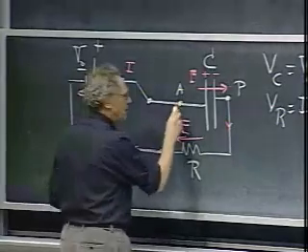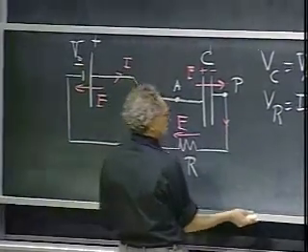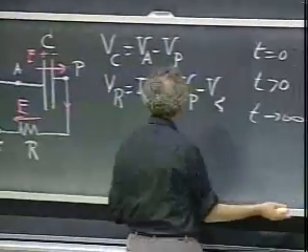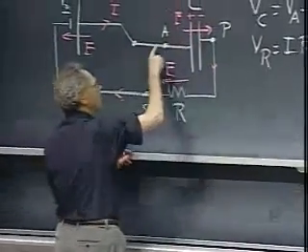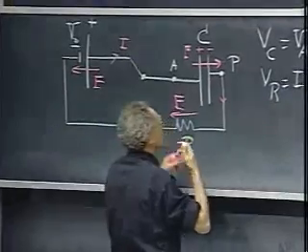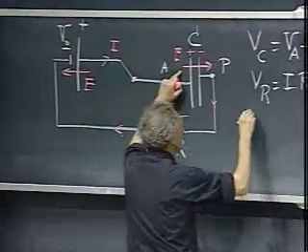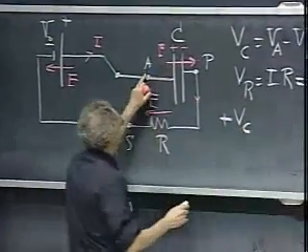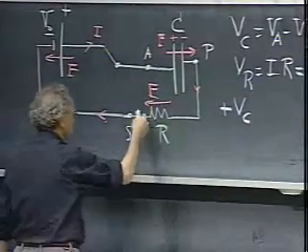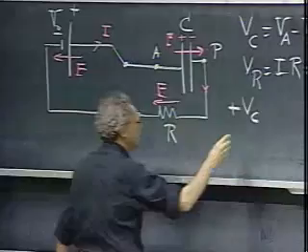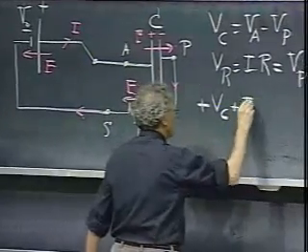So if I start at point A, and I go around the circuit, then E and dl are in the same direction if I go from A to P. And so I get plus V of C. That's the E dot dl from A to P. Then I go through the resistor. Again, E and dl are in the same direction. So I get plus I times R.